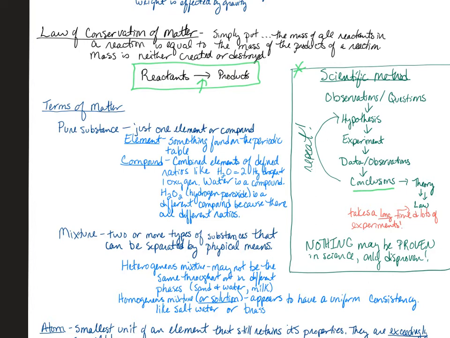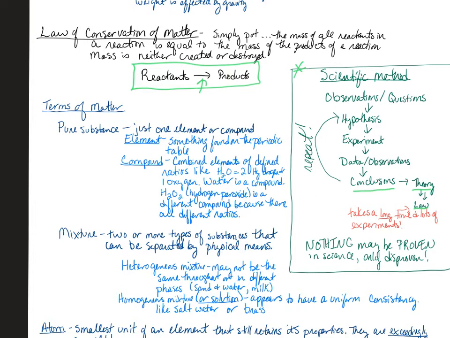If your conclusion over and over again comes to the same conclusion, eventually this will turn into a theory, and way in the future, it may be a law. It takes a long time with lots of experiments to make these theories and laws happen.